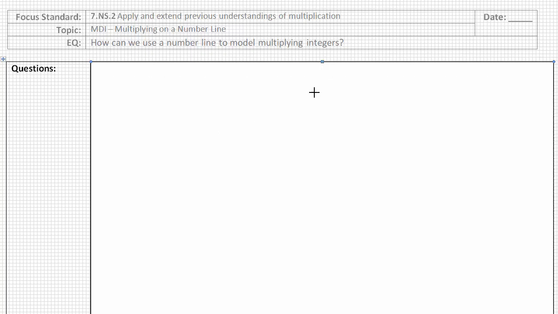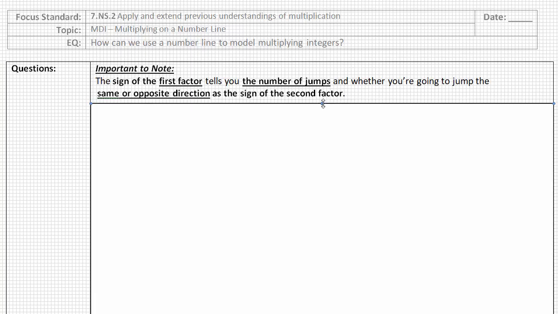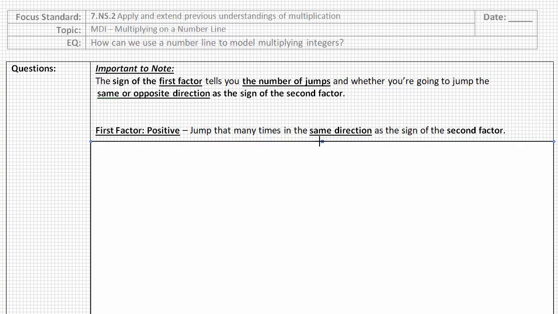We're going to start with a little fact about things to remember when multiplying integers. It's important to note that the sign of the first factor tells you the number of jumps and whether you're going to jump the same or opposite direction as the sign of the second factor. So we're going to do 4 examples today to talk about these types of rules. Let's go ahead and look at our first set of problems.